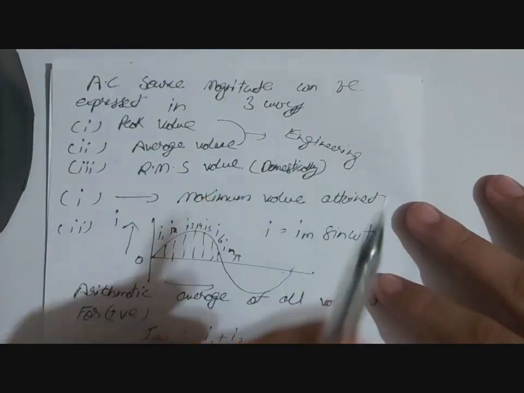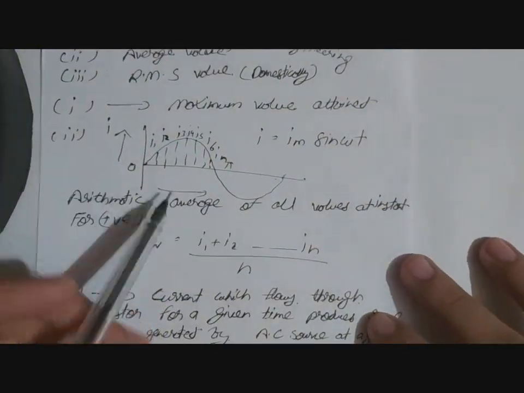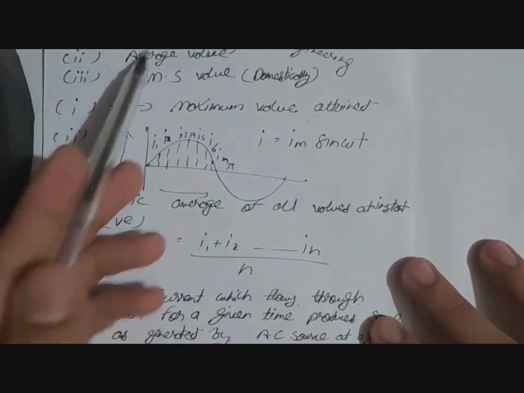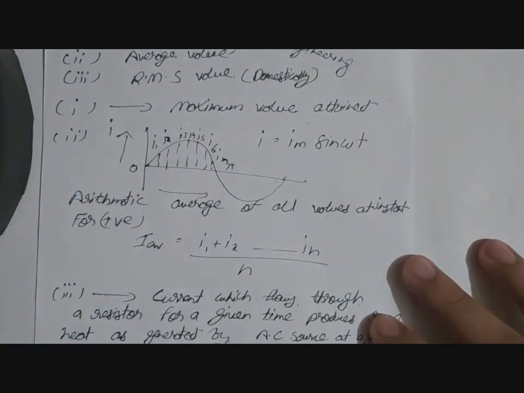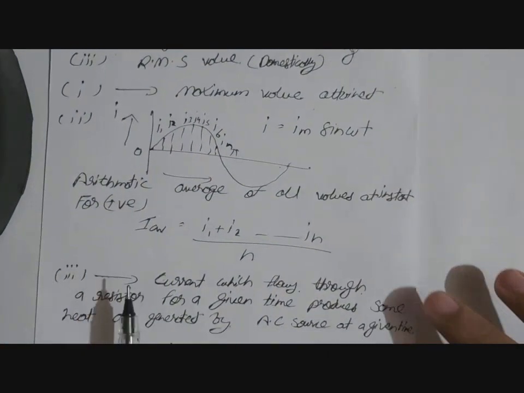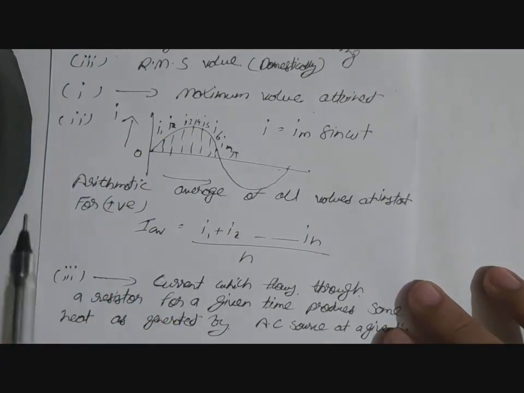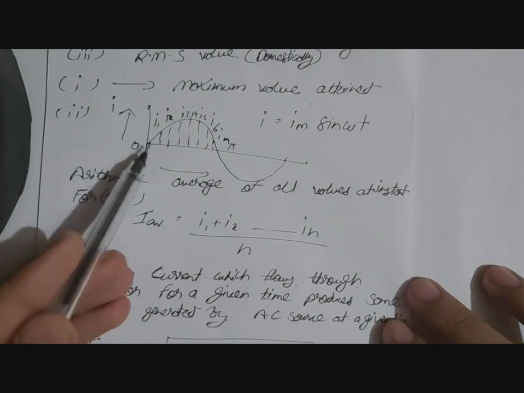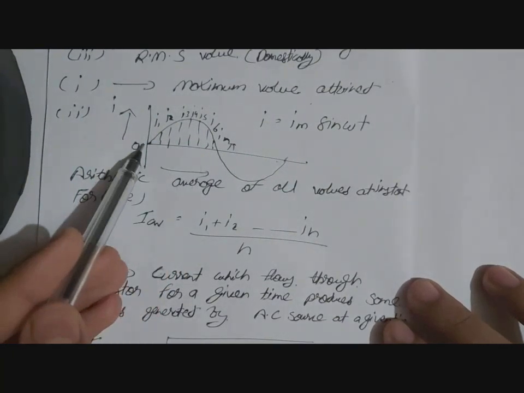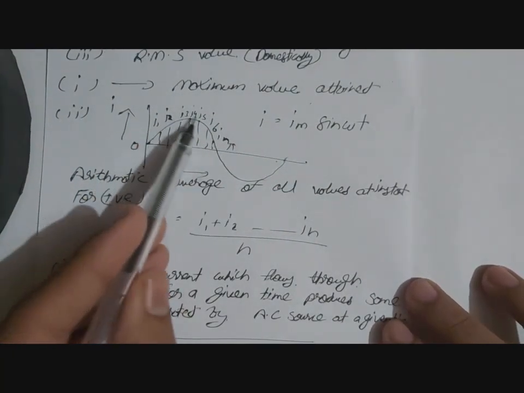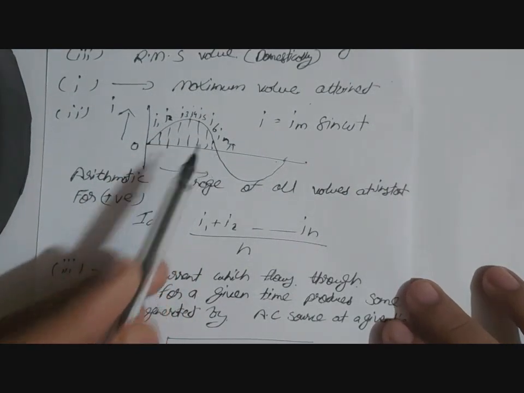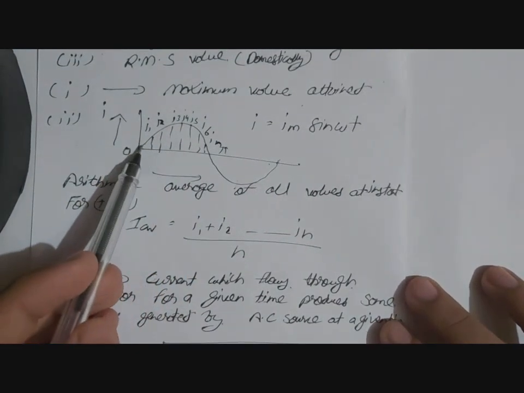Various engineering purposes, for that this is used. So first, maximum value attained. We all know that peak value is the maximum value attained by the AC current. And after that, second, the average value. Suppose this is the half cycle, or we have termed this as an alternation. One alternation. Remember that.